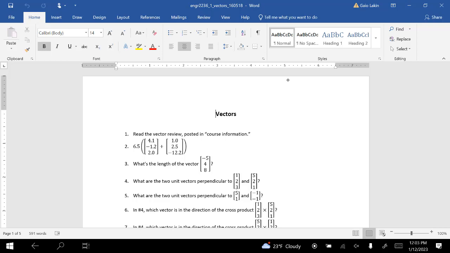Okay, so for the vector review, length of a vector. All this stuff is in the vector review, but the length of a vector is the square root of the sum of the squares of the components. So that would be -5 squared plus 4 squared plus 8 squared. Take the square root of all that, and that would give you the length.